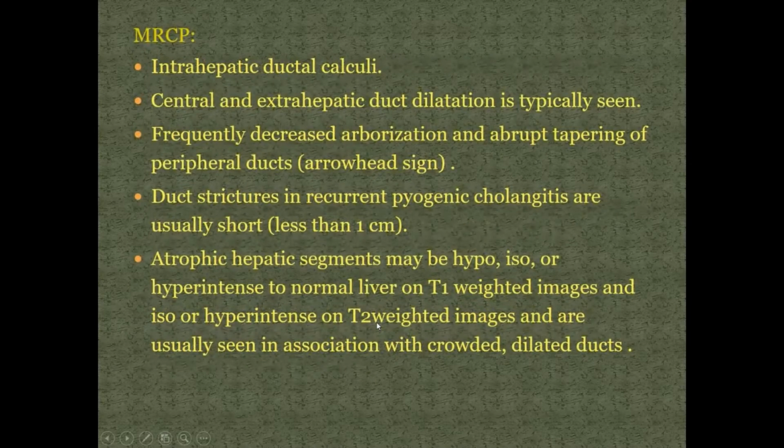So on MRCP, you will see the intrahepatic duct calculi very nicely. You can see the central intrahepatic and extrahepatic duct dilatation, and frequently there is decreased arborization and abrupt tapering of the peripheral ducts, which is popularly known as the arrowhead sign. Normally the duct strictures are very short, less than 1 centimeter, very well seen on MRCP, but difficult to pick on ultrasound or CT. And atrophic hepatic segments will have a variable signal, often with crowded and dilated ducts.